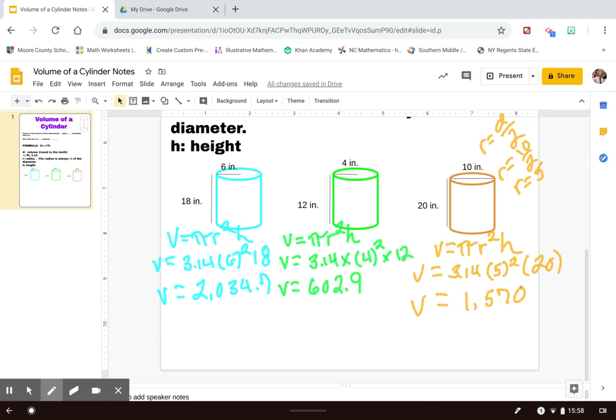So that's all there is to volume, ladies and gentlemen. Volume equals pi times the radius squared times the height. That's where we're going to start with our volume discussion.